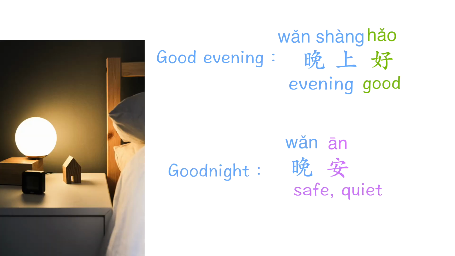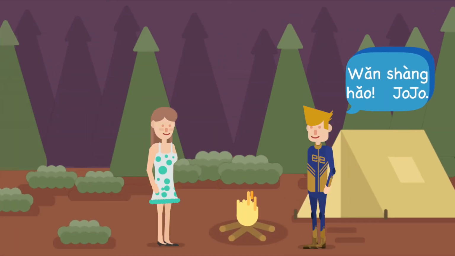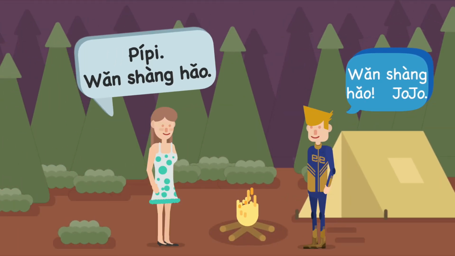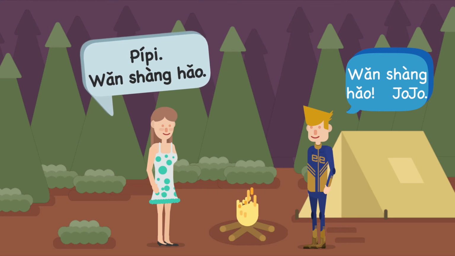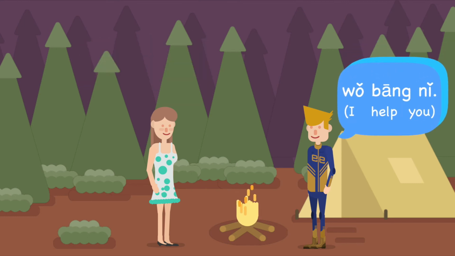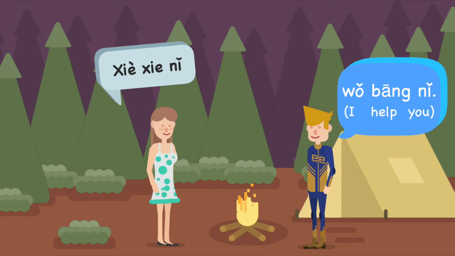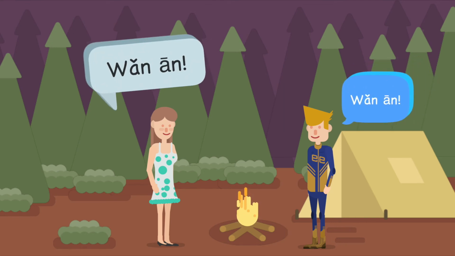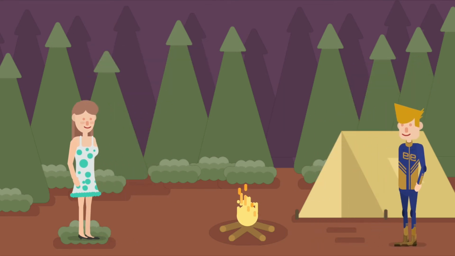Wish you a safe and peaceful night. 晚安. 晚上好 is usually used at the beginning of a conversation, while 晚安 is often used to end the conversation. Let's look at these 3 words together.